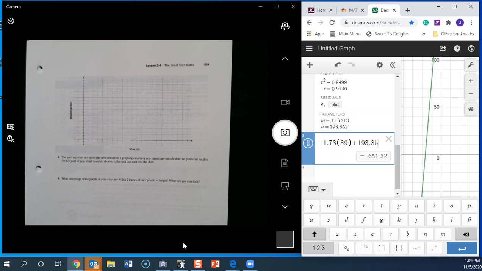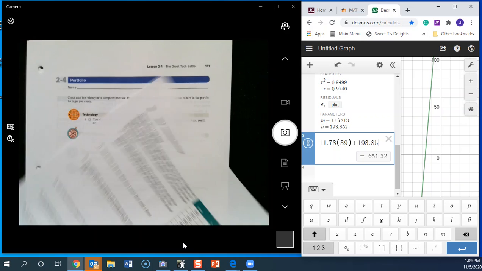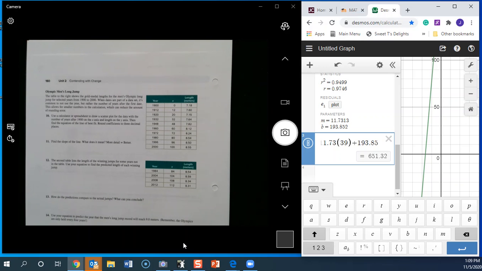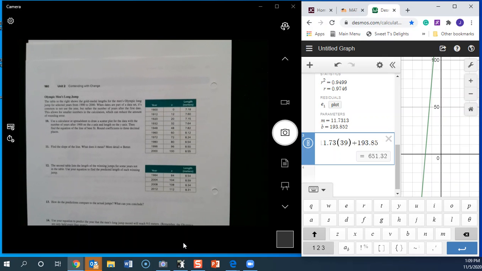Now we're going to move on to page 160. And this is actually, if I am not mistaken, the last part of section 2.4. Okay, now it says Olympic men's long jump. It says the table to the right shows the gold medal lengths for the men's Olympic long jump for selected years from 1900 to 2000. When dates are part of a data set, it's common to not use the year, but rather the number of years after the first date. This allows for smaller numbers in the calculation, which can reduce the amount of rounding error.